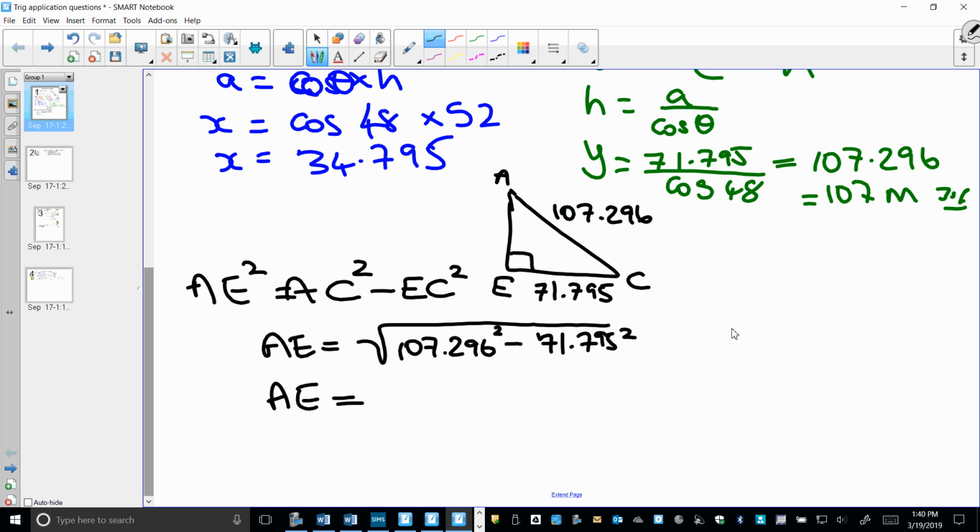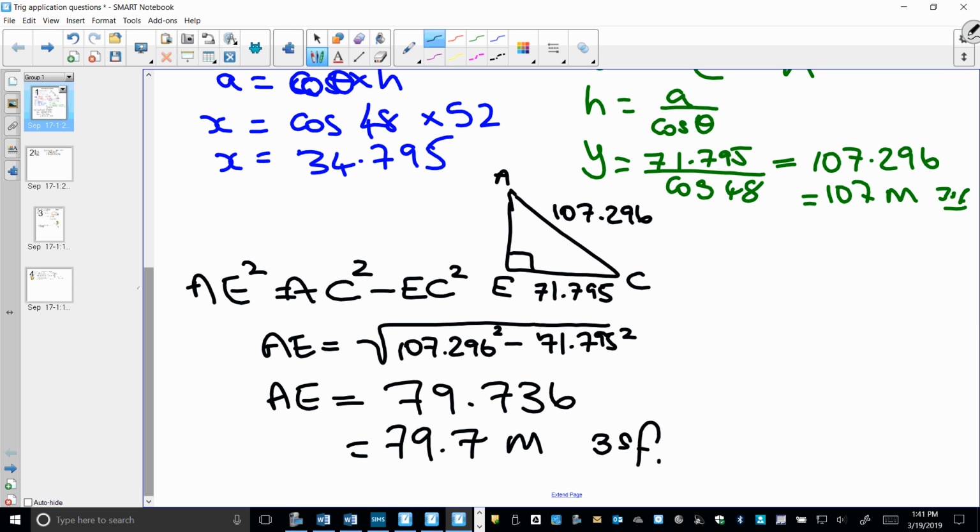79. Are we happy with that? Other people that have done it? 79.736. Okay, so if we were then going to round that to three significant figures, that would be 79.7 meters to 3 sig.